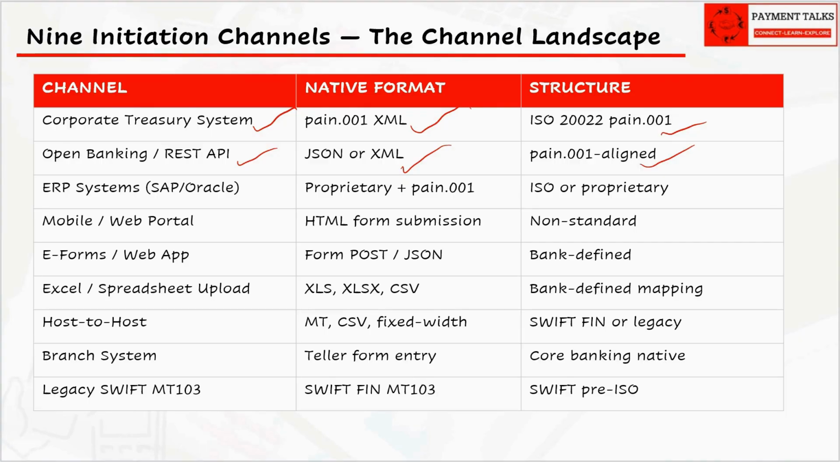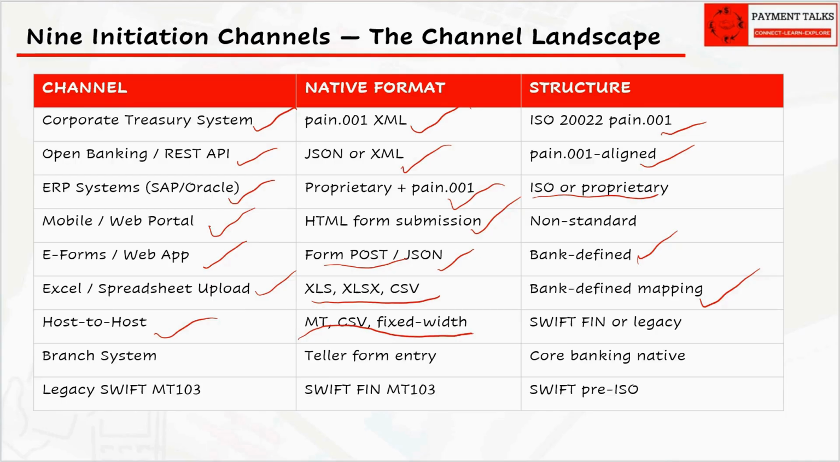ERP systems from SAP, Oracle, and similar vendors use proprietary formats or pain.001 exports. Mobile and web portals receive HTML form submissions. E-forms and web applications send JSON over HTTP POST. Excel and spreadsheet uploads come in as XLS, XLSX, or CSV files. Host to host connections deliver XML messages, CSV, fixed width files, or EDIFACT. Branch systems use teller form entry that maps to core banking fields. And legacy SWIFT MT103 is still alive in many production environments today.